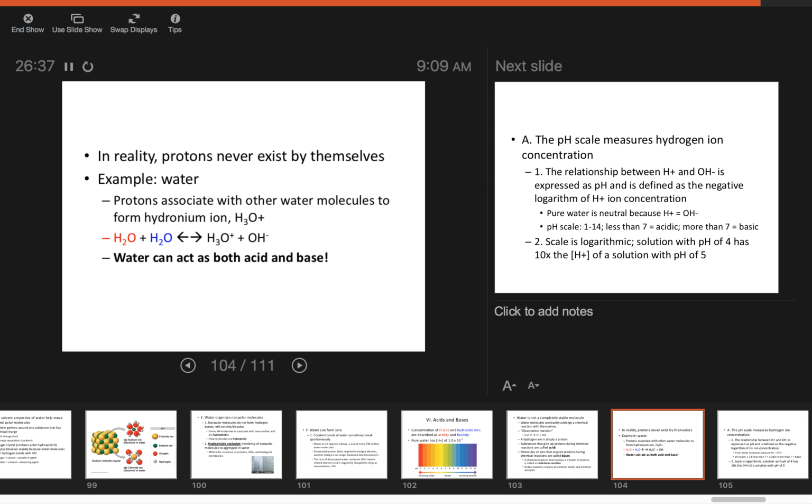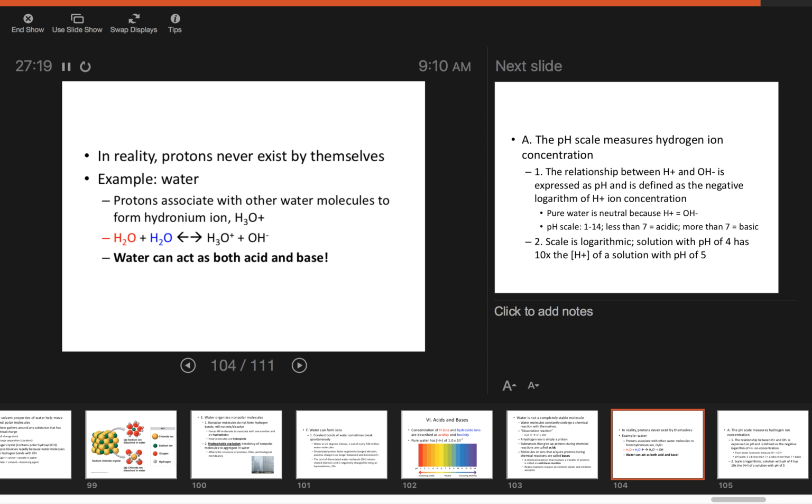So in reality, protons never really exist by themselves. Like again, a water molecule can interact with a water molecule and form a hydronium ion. This is actually an acid, and this is a base. So here I have two neutral molecules, and they can undergo a chemical reaction where one H gets transferred to get H3O plus and hydroxide ion, which is a base. But you notice that the arrows go both ways? So this is reversible. It can give back that hydrogen and reform water.